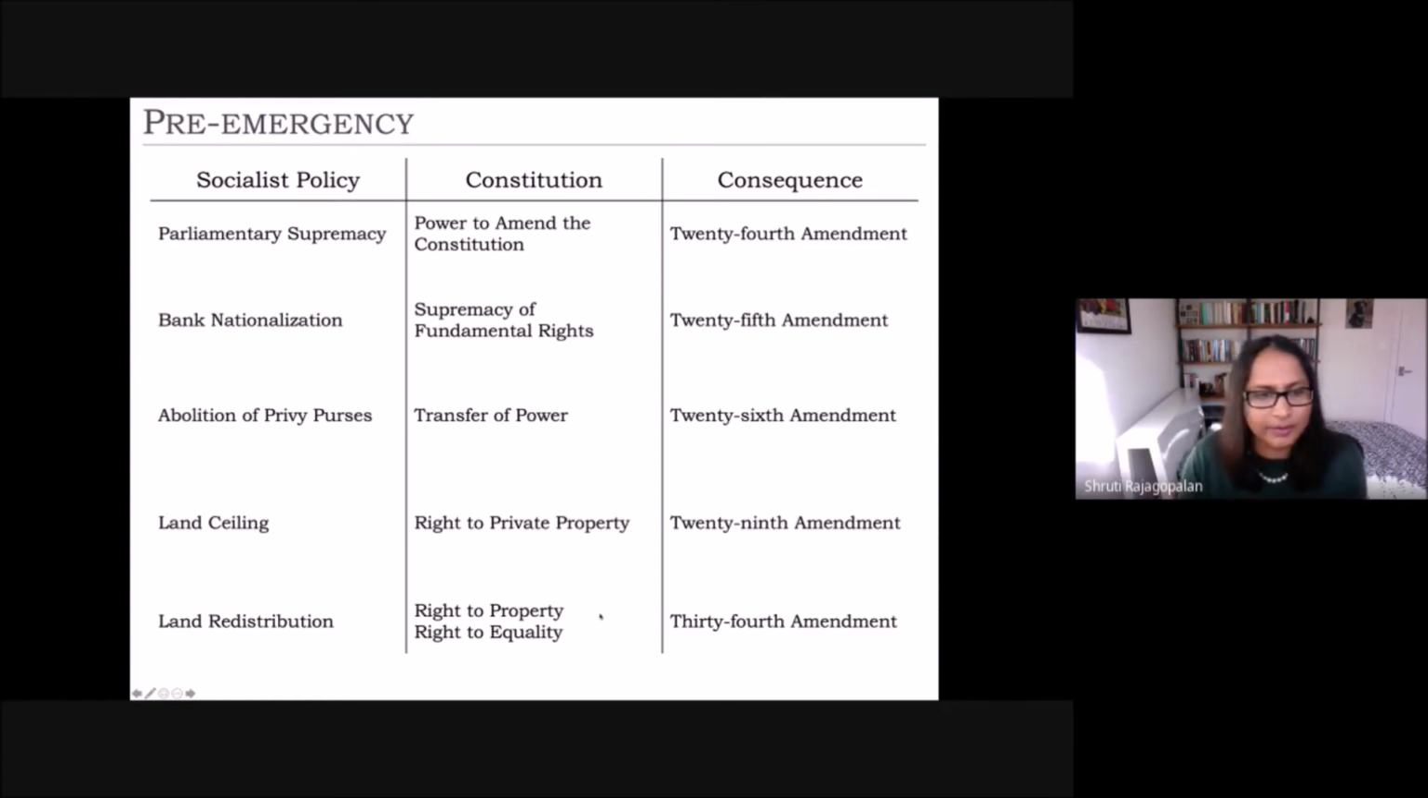It went into the 29th Amendment. Land redistribution, once again, 34th Amendment. The 34th Amendment is also challenged, 29th, 34th. These things eventually come up and brew up into what is the Keshavananda Bharati case, right?